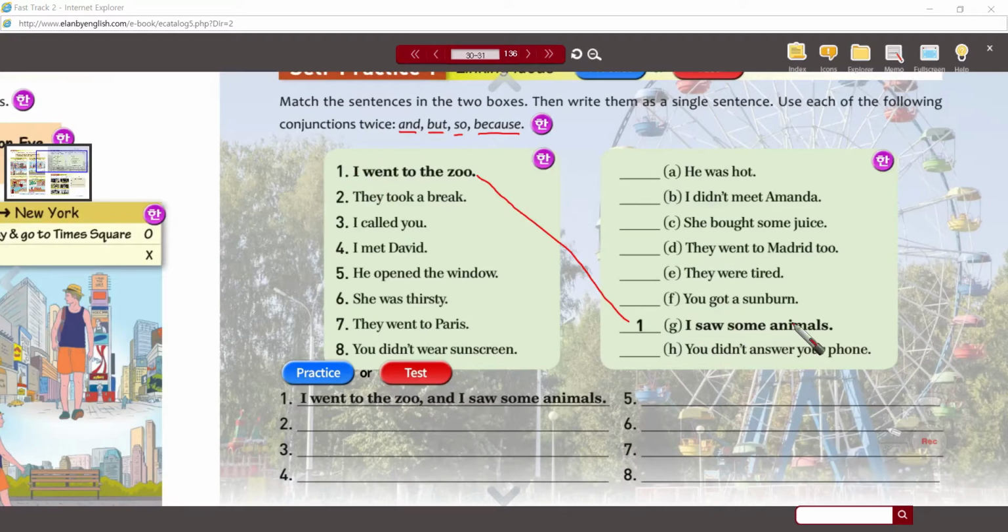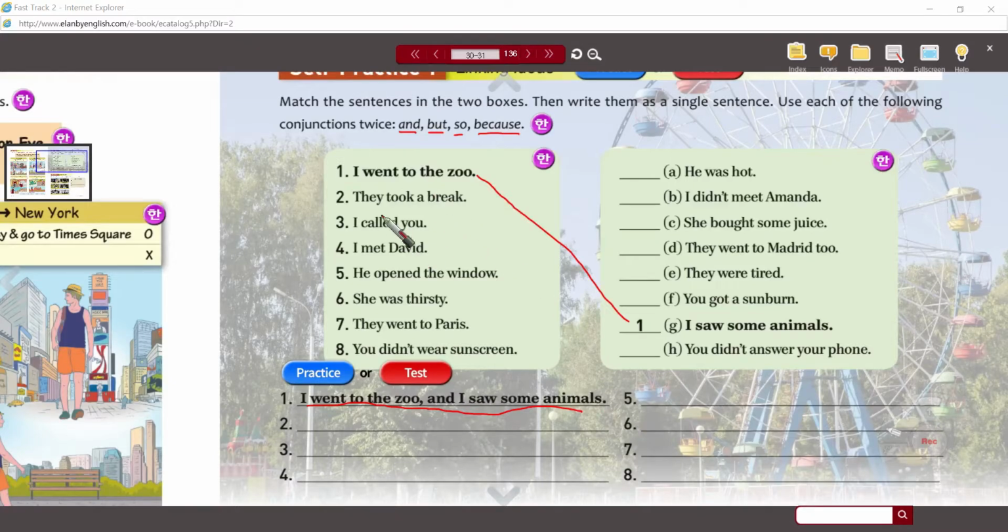I wanted to see some animals, so I went to the zoo. That sounds like a resulting action. First I wanted something, then so. So I think and is the better answer. Because doesn't work. Because clause would be here. It could almost work here, but it doesn't. The resulting sentence is at the bottom. I went to the zoo and saw some animals.